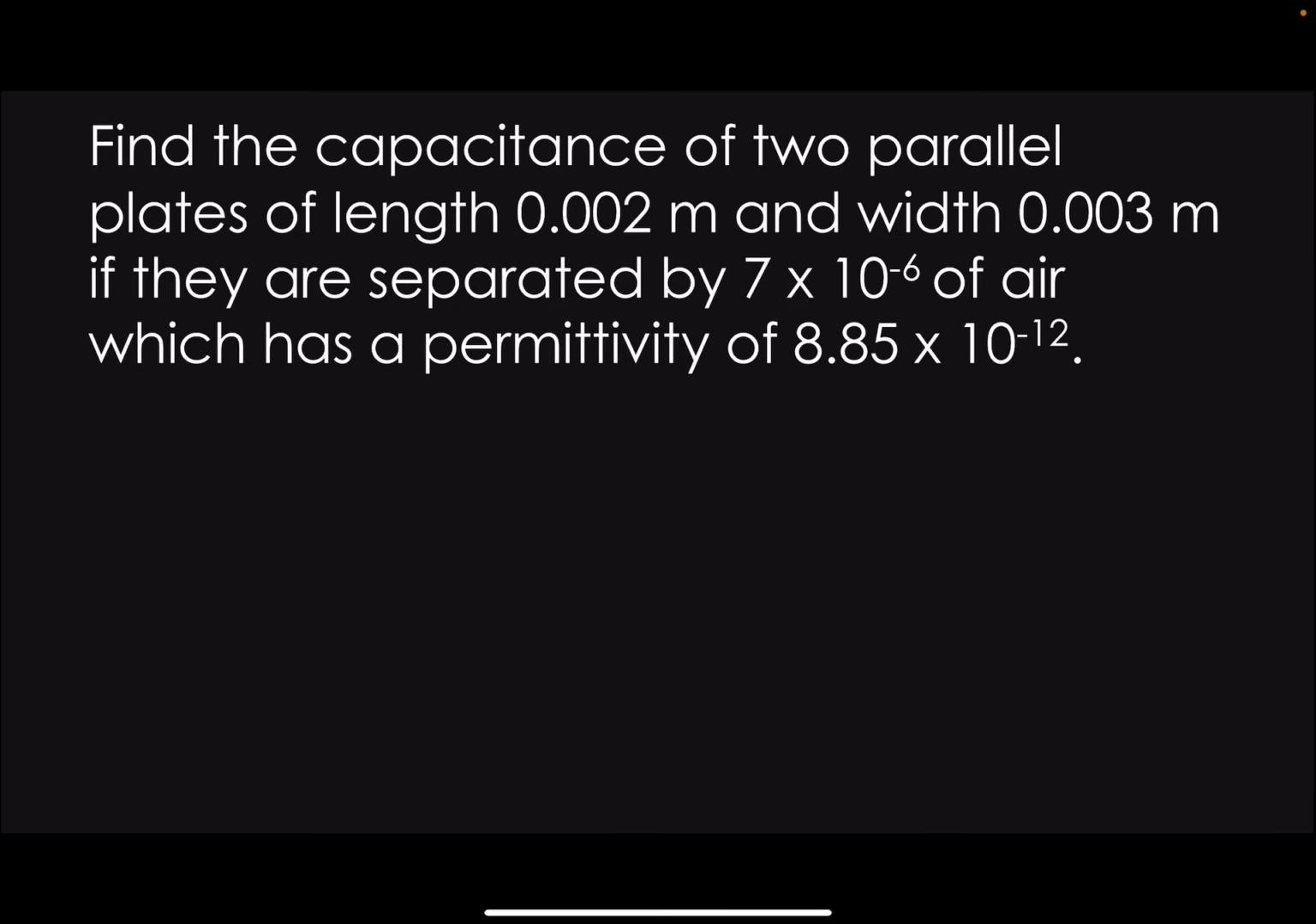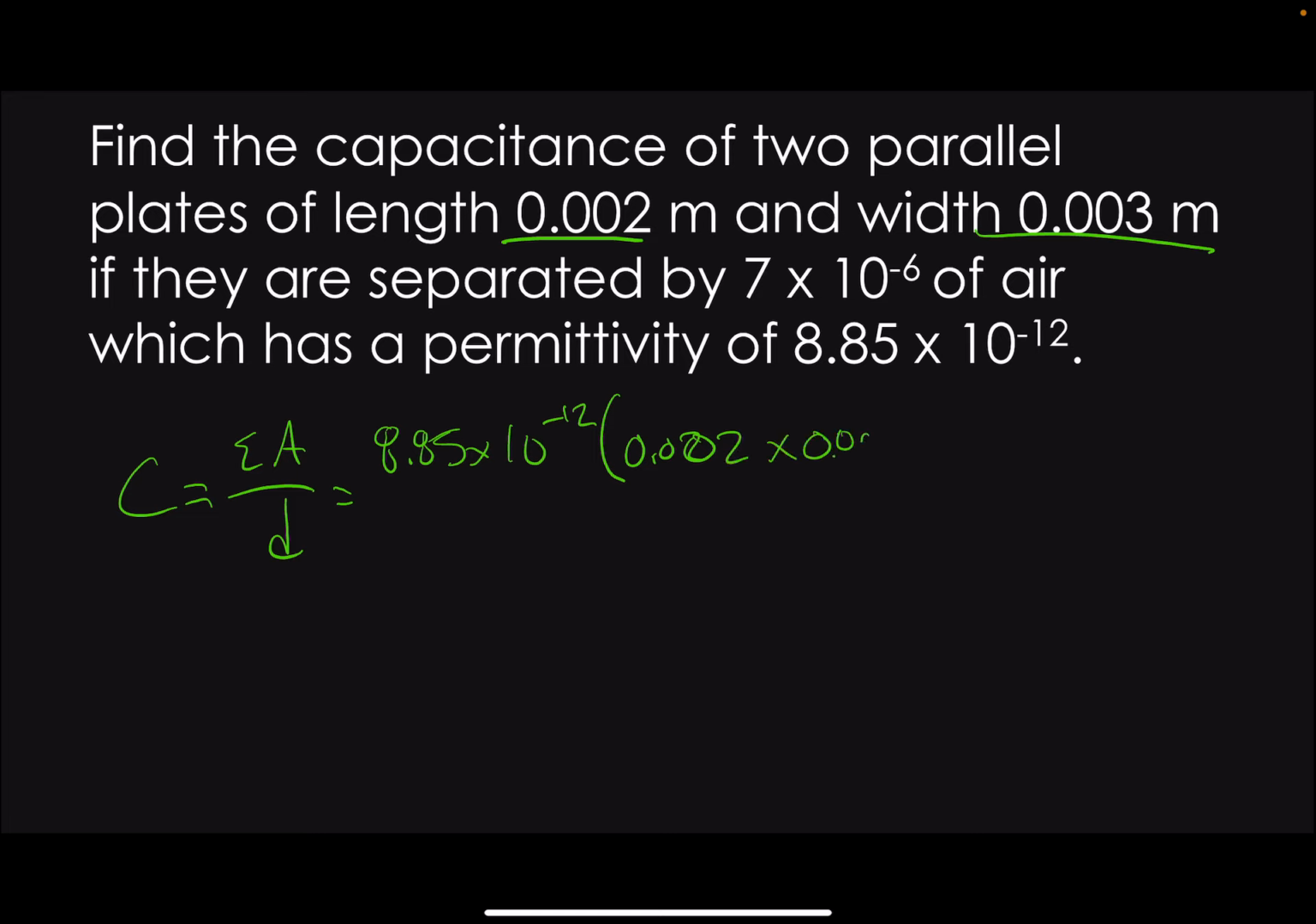And so if we want to find the capacitance here, we can use this equation here. Our permittivity is 8.85 times 10 to the negative 12. Our area is length times width, so 0.02, my bad, times 0.03. And it's all divided by the distance between them. We're separated by this much of air. This should have been meters, my bad. 7 times 10 to the negative 6 meters.